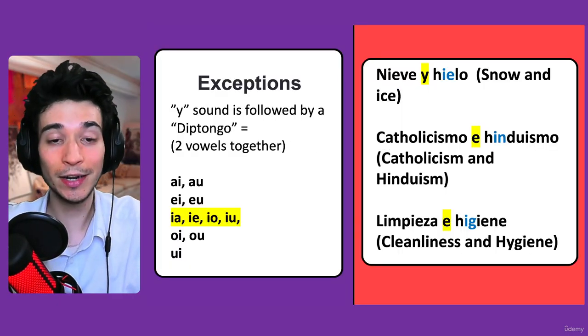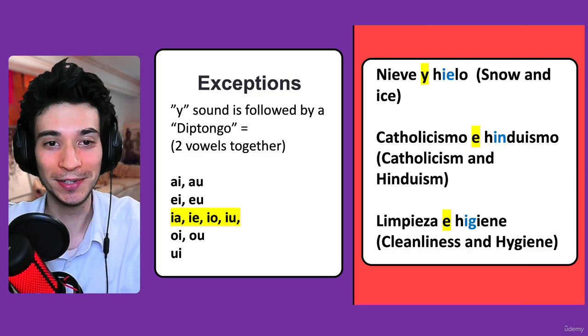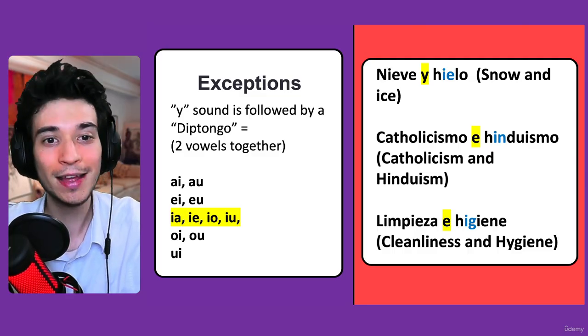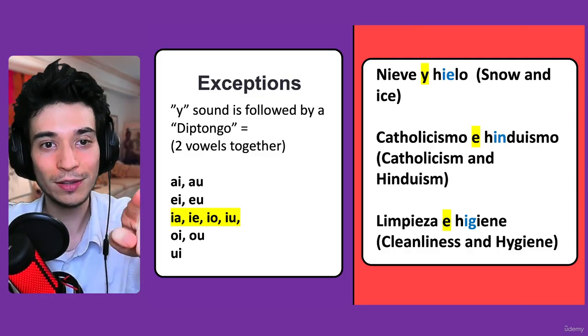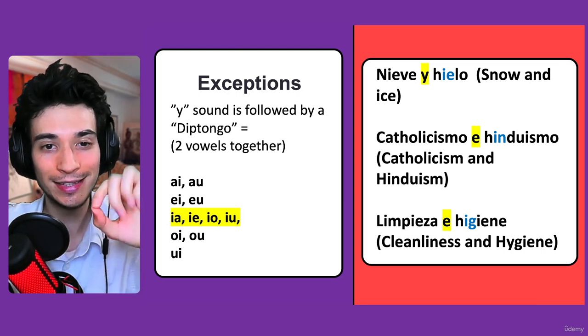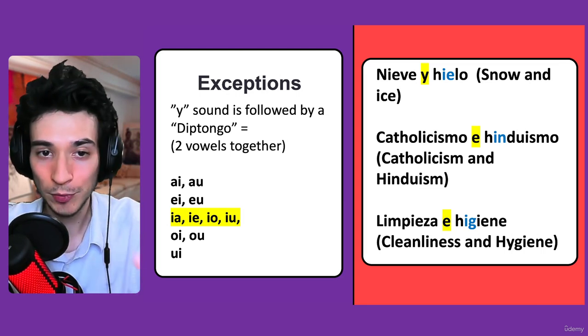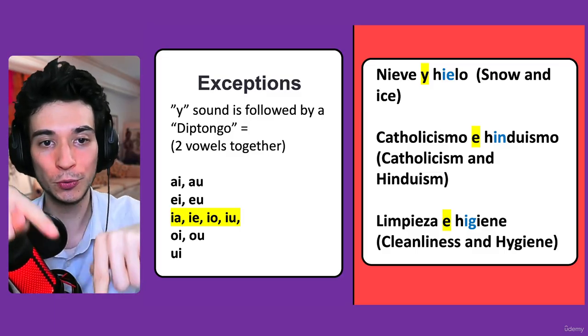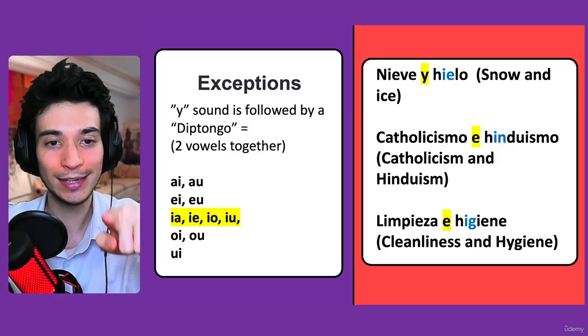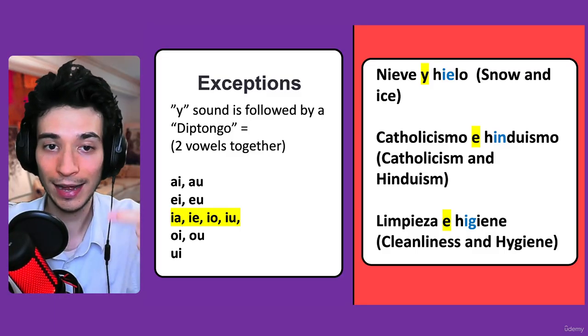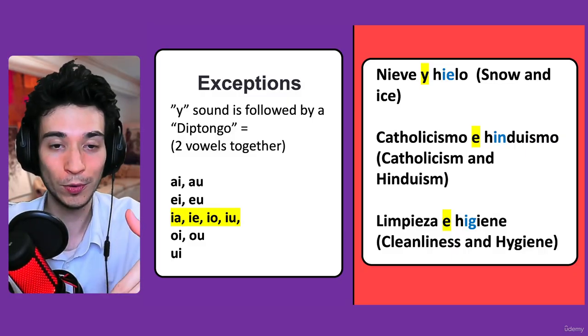And there are some exceptions, however, so this is when it becomes hard. So you keep the y whenever it's followed by a diphthong. And diphthong basically means that there are two vowels together. For example, ia, ie, io, or iu.